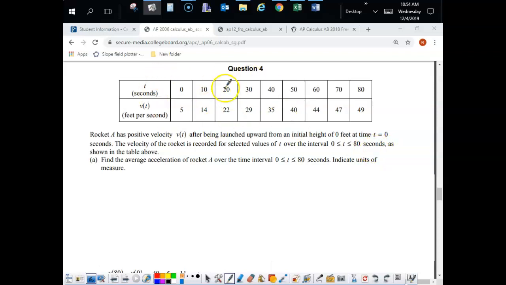So what we have is a rocket that's been launched into the air. It's been in the air from 0 seconds all the way up to 80 seconds. And what these numbers represent is the velocity of the rocket at any given time. So it starts off slow, then faster, faster, faster, so the velocity is just increasing more and more. It must have some kind of an engine on it, right?